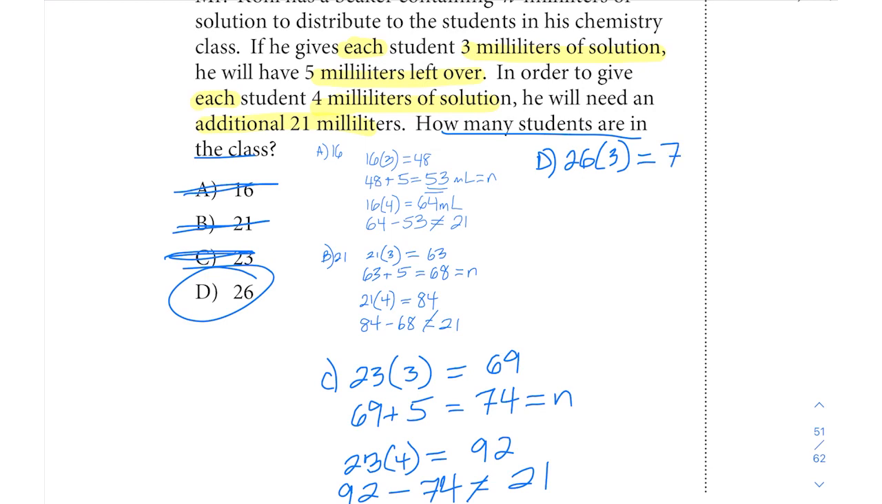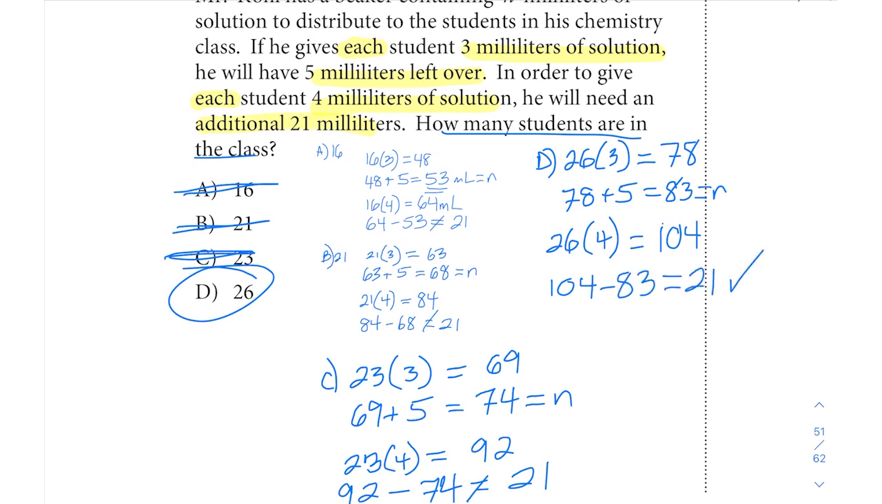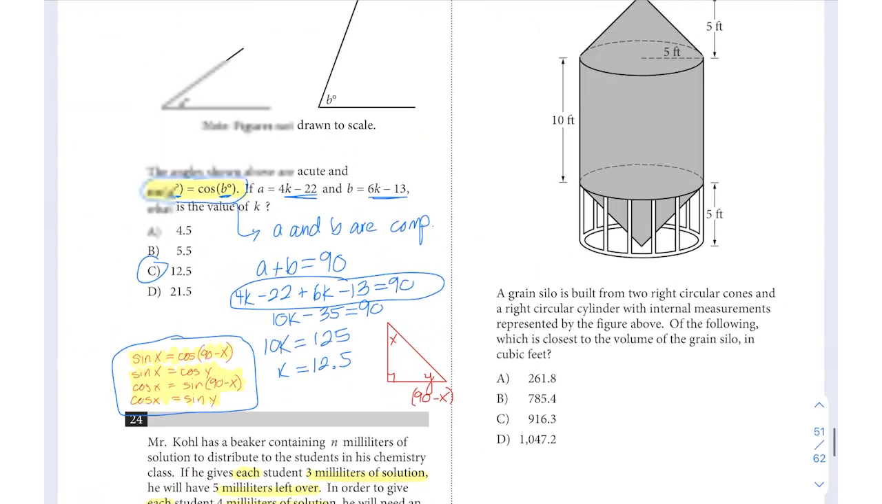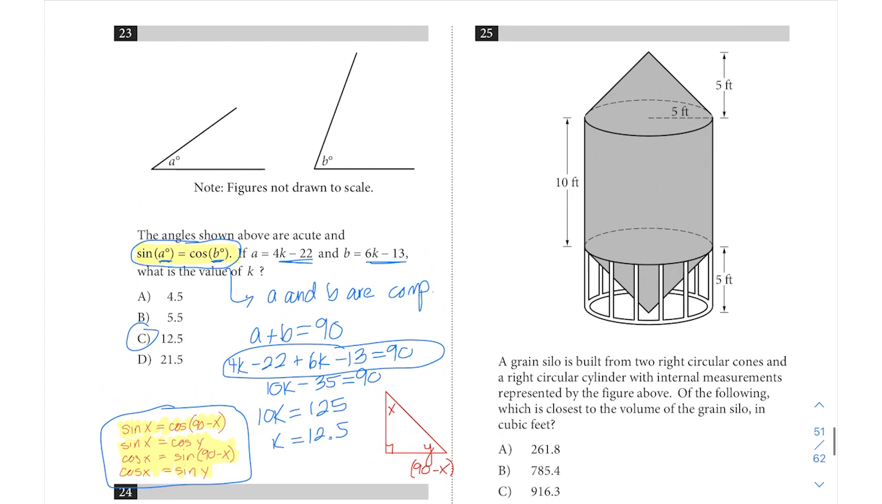However, just so you can see the work here in the notes, if you had 26 students times 3 milliliters each, that's 78, plus the remaining 5 that they mentioned. That's 83 total for your value of n on this one. And then if you needed everyone to have 4 milliliters, 26 times 4 would give you 104. Is that an additional 21 milliliters? It sure is. 104 minus 83 gives us 21. This one checks out. It is, in fact, answer choice D.